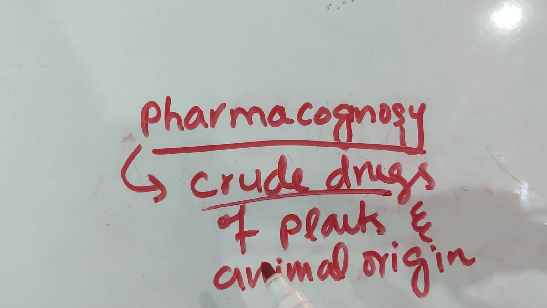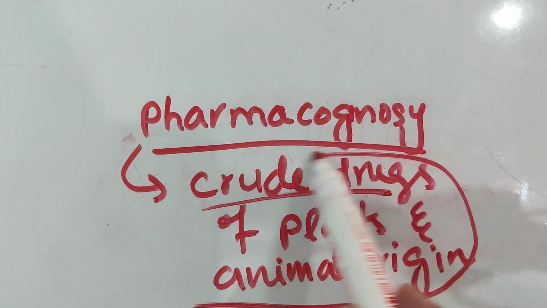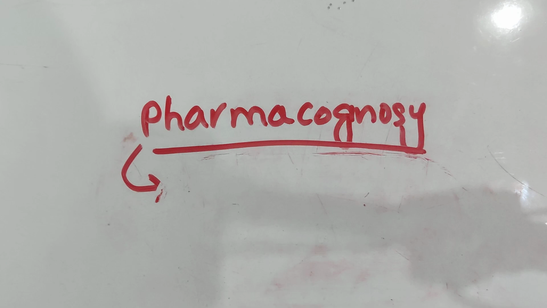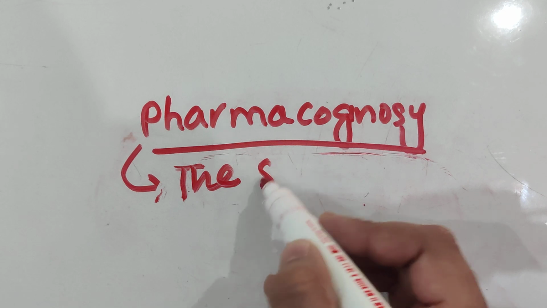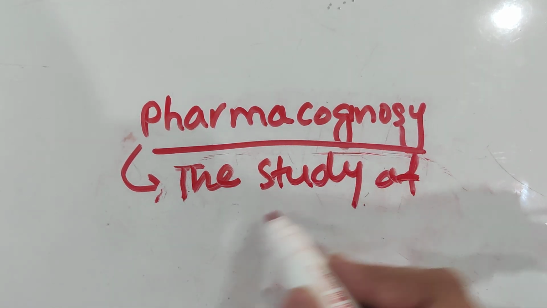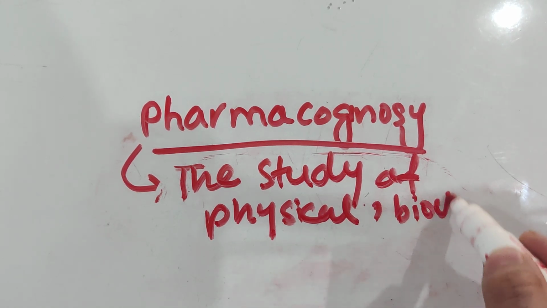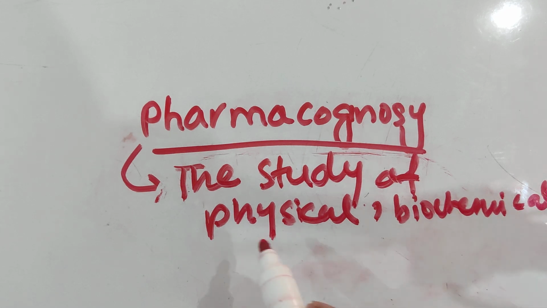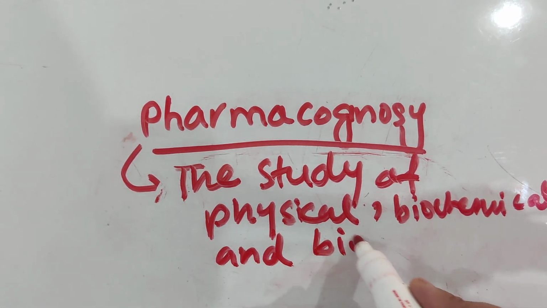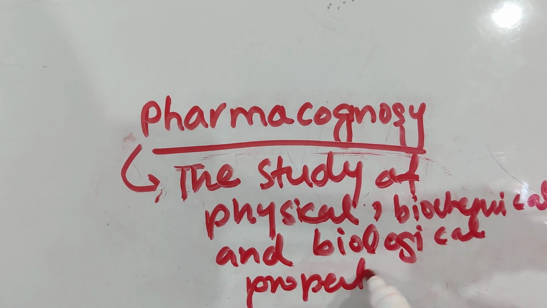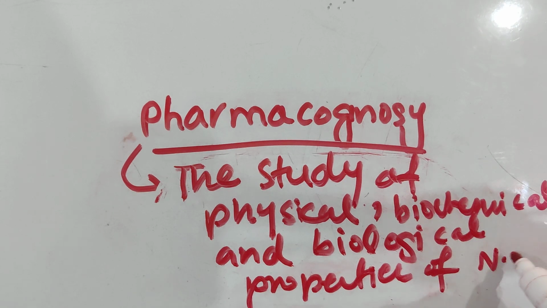American Society of Pharmacognosy defined pharmacognosy in a different way, in detailed form. So, American Society defines pharmacognosy as the study of physical, biochemical, and biological properties of natural drugs and their chemical constituents.